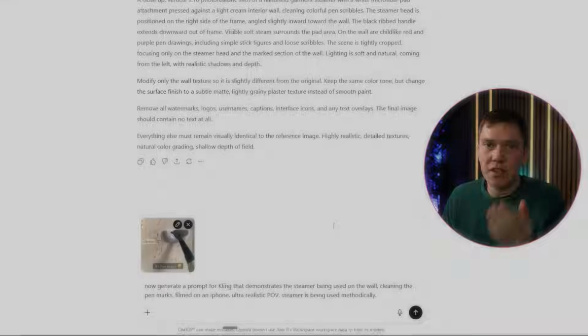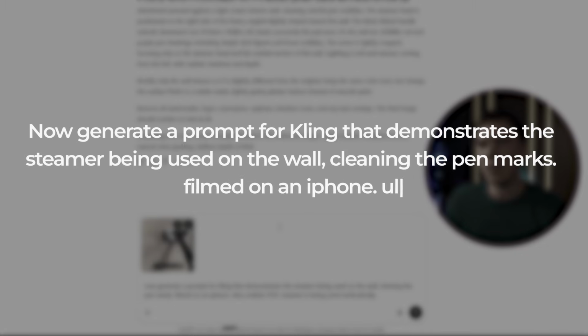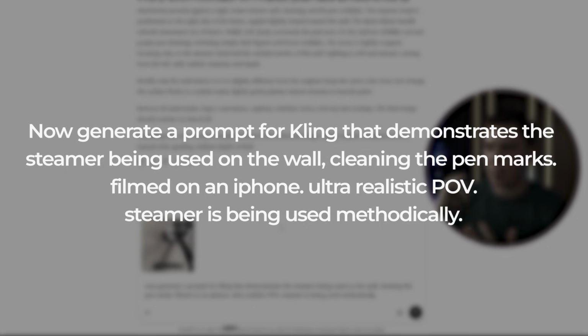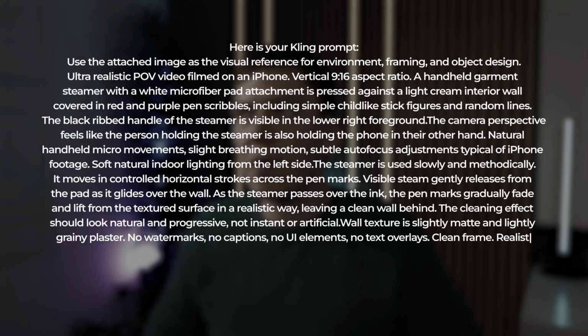Here, I just said within the same conversation, now generate a prompt for Kling that demonstrates the steamer being used on the wall, cleaning the pen marks. And then I just added, it's filmed on an iPhone, it needs to be ultra realistic POV, and the steamer is being used methodically. Obviously, you need to amend this prompt depending on what product it is that you want to demonstrate, but just try and give ChatGPT a little bit of clue as to the type of things that it should be putting into its prompt. And then bam, 10 seconds later, I've got a really detailed prompt that I can then copy and paste straight into Kling.